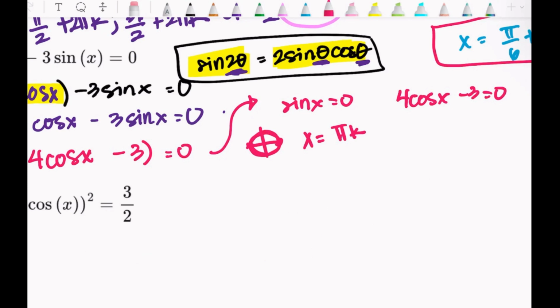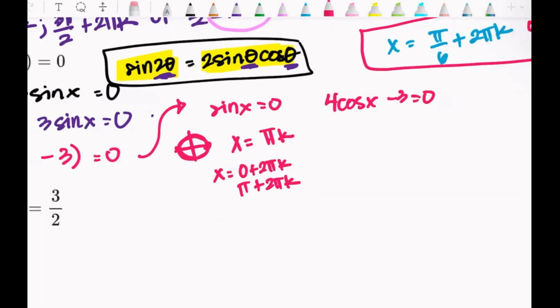If you want to write your answers as x is equal to 0 plus 2 pi k, and then pi plus 2 pi k, that is fine. But I want you to be able to see that there's a way to condense those answers. Okay. It takes a while for students to understand it. So don't feel frustrated if it doesn't make sense.